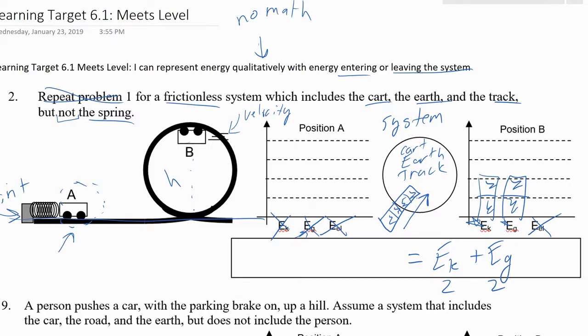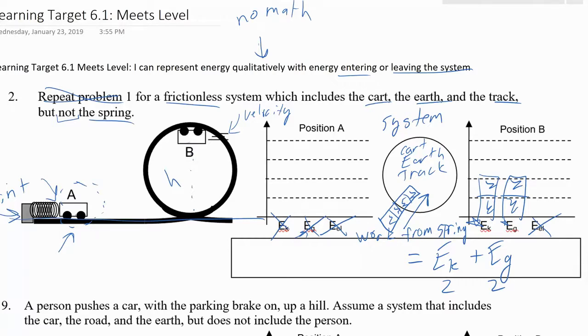Something else that you should do or get in the habit of is saying why and where the energy is coming from. So the why is you've got work on the system, and the work is coming from the spring. You have to be okay with being able to explain where this comes from. So the spring does work on the system, and we know that it's doing work because the spring is applying a force on the cart. If there's a force pushing the system some distance, we know that there's work.